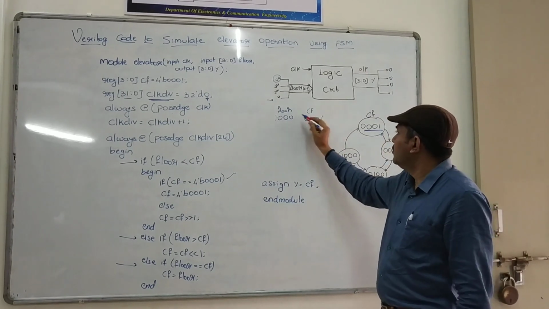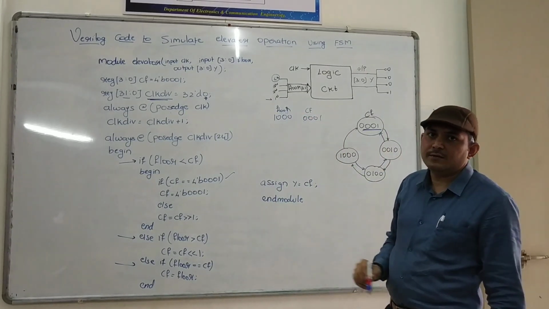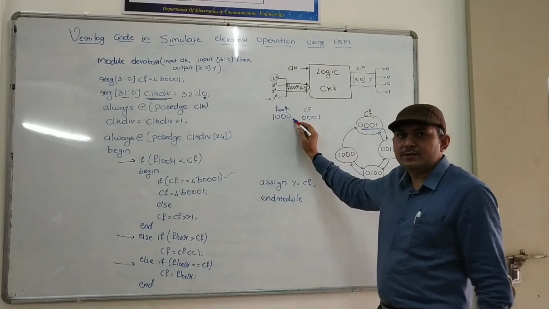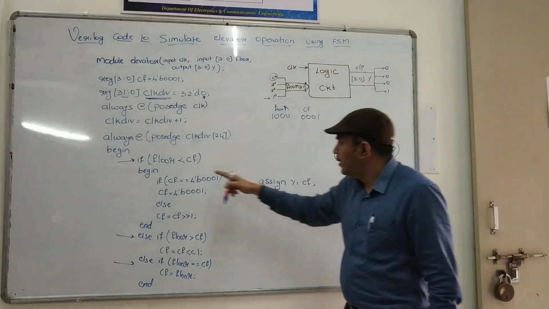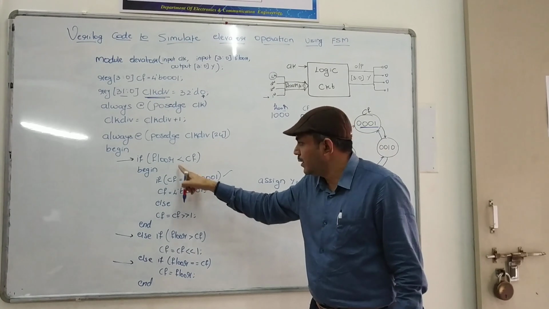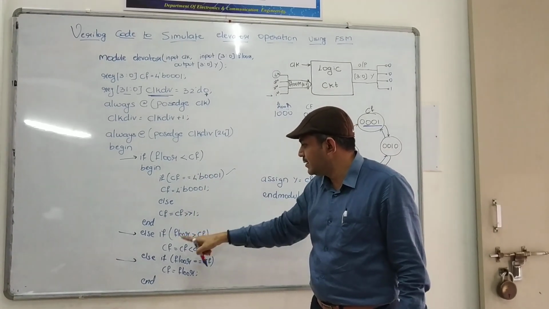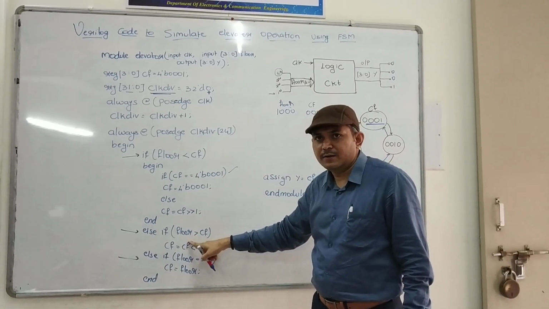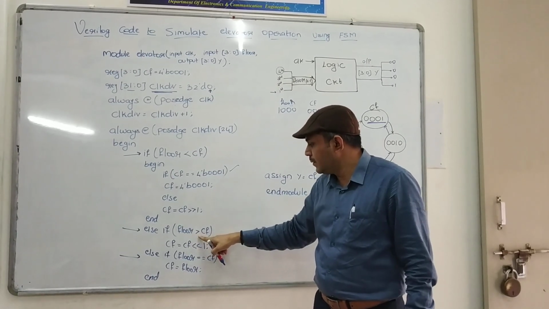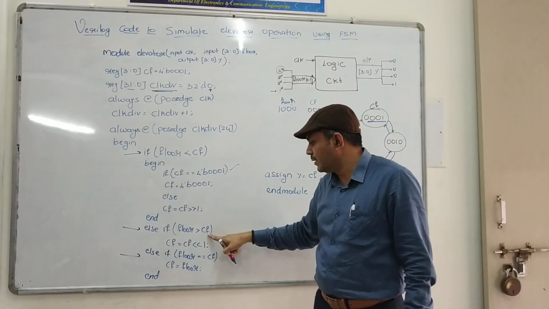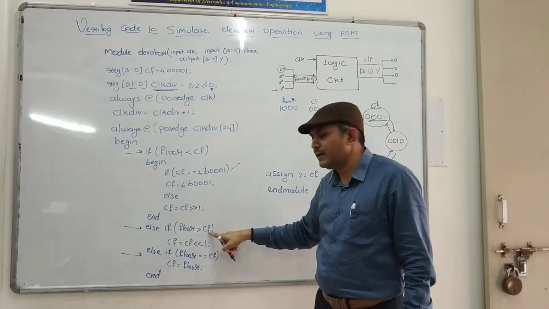Now tell me, is your floor greater than or less than? Greater than. So in this case it is greater than, so it will fail here. Okay, it will come to the else if. So now it is greater. After checking here, the floor seems to be greater than the current floor.